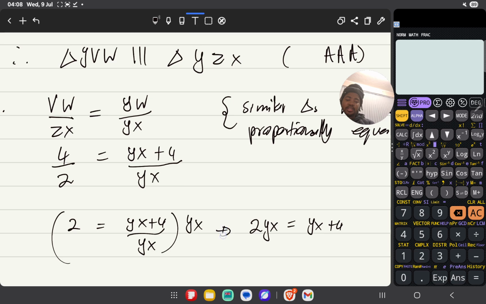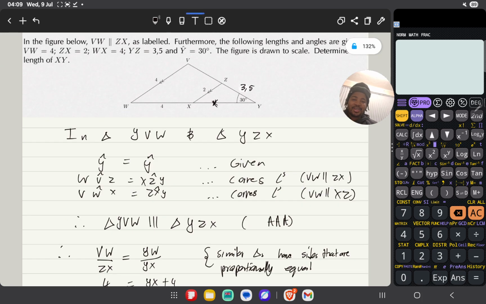Let me just say this. And then you go that side. 2YX minus YX equals to 4. YX equals to 4. So you're getting that this side gives us 4. And it makes so much sense to me. It's the thing I wanted to say, that the value there is going to be 4.